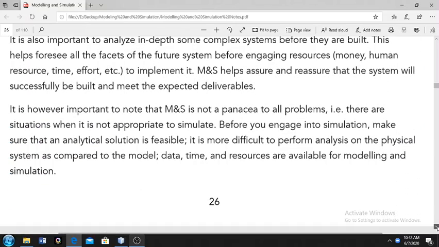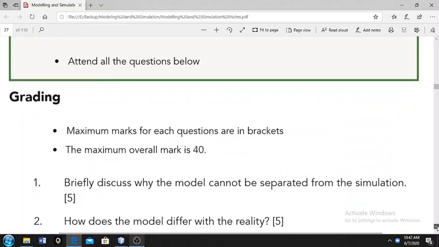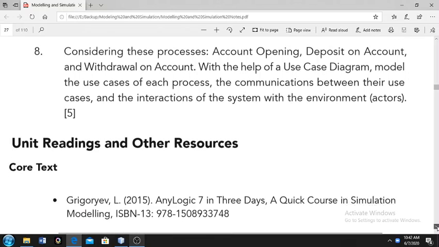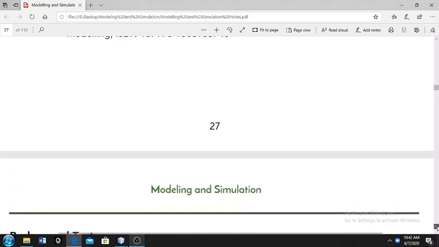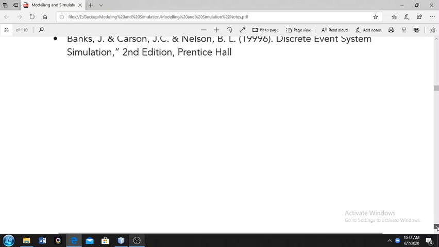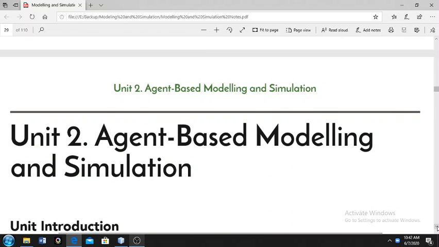Here we have a unit summary, so you can read. And then I have some questions here. I'll pick a few of them for the exam. And then we move to Unit 2, agent-based modeling and simulation.